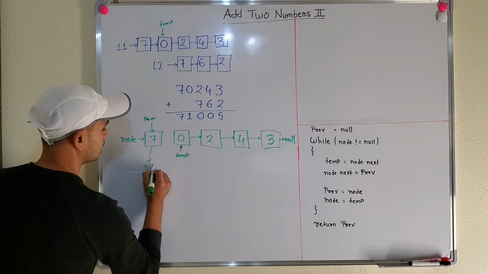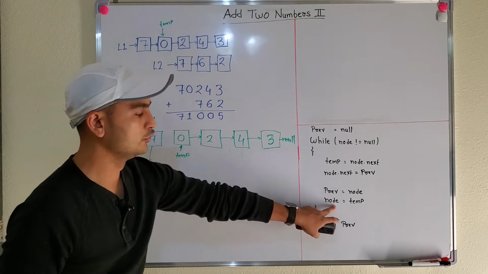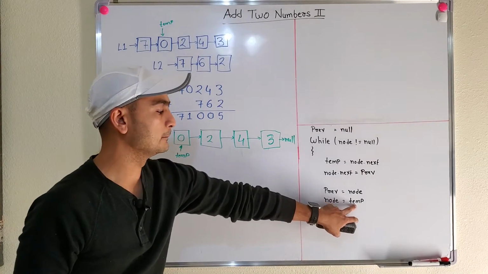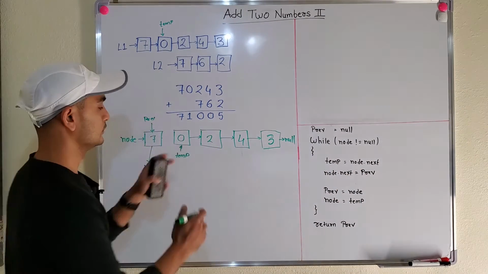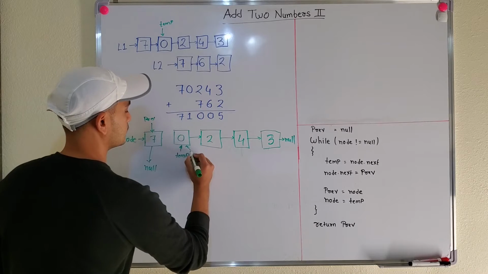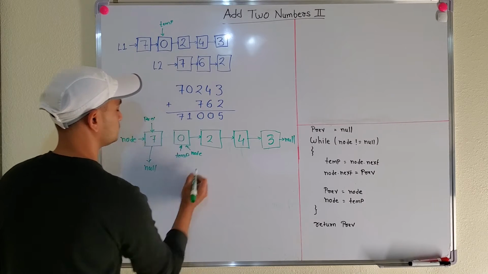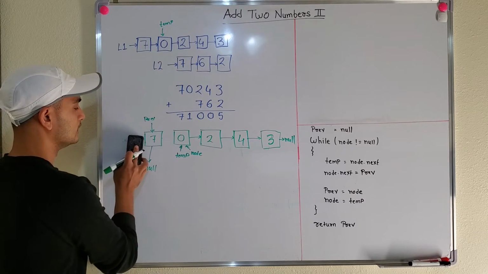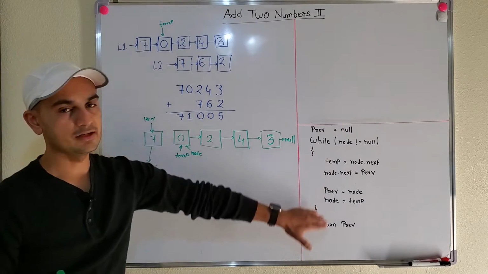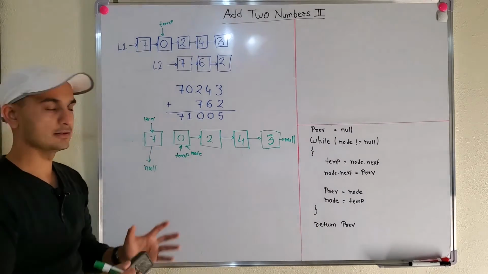This still remains null. And where does node go? Node goes to temp, right? Temp was node.next. So node goes here. After one iteration, this is how our list looks now.